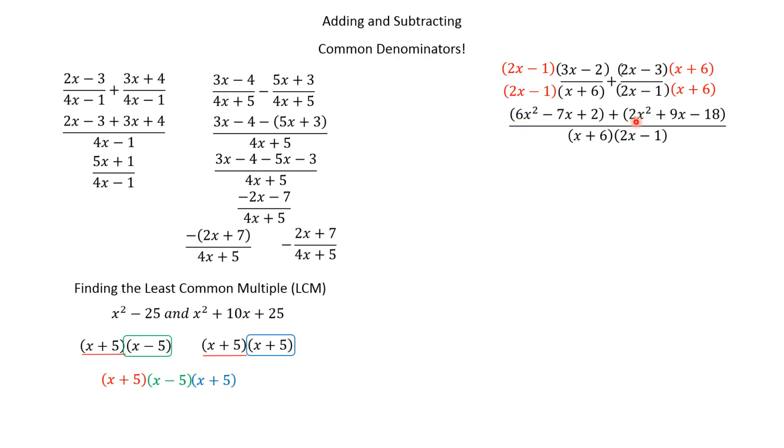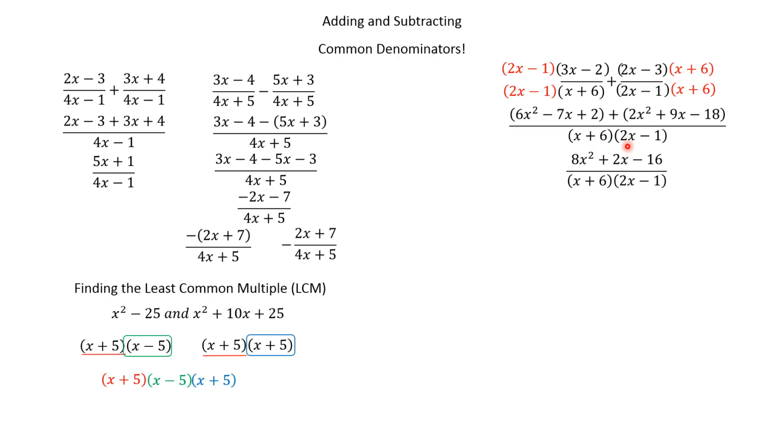6x squared plus 2x squared gives 8x squared. Negative 7x plus 9x is plus 2x. And 2 minus 18 is negative 16. All over x plus 6 times 2x minus 1. Is it possible that we could factor this and be able to cancel? Possible, but not likely. And when we do start factoring, we'll find that it's not going to happen. So that was addition, where we had to find common denominators.